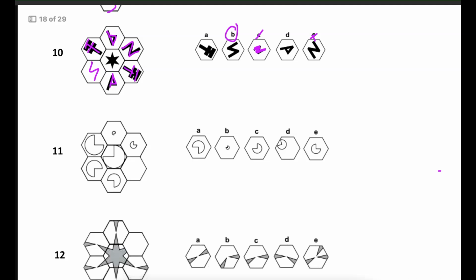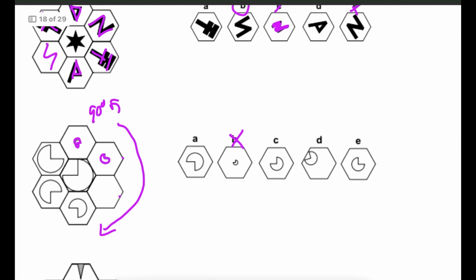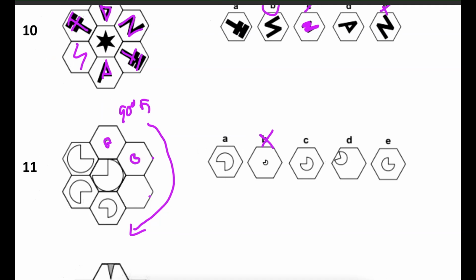Question 11, as you go round the size increases. So I can already rule out B because that has decreased when it should have increased from this one to this one. Also, the actual shape has rotated 90 degrees anti-clockwise. So in this box, it's going to end up looking like this. So the answer is C.